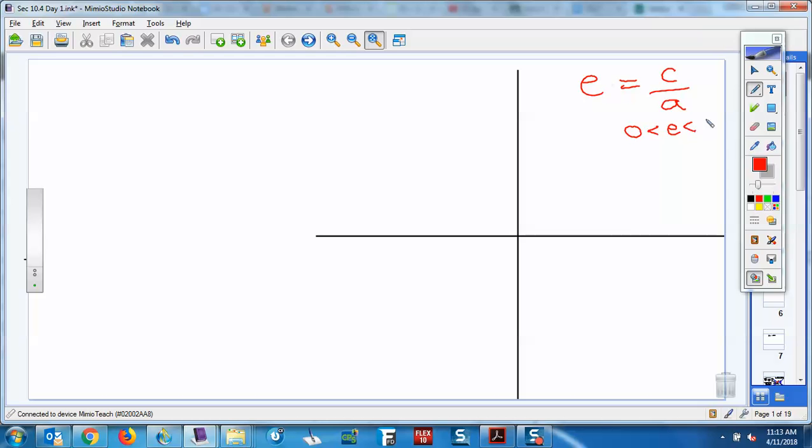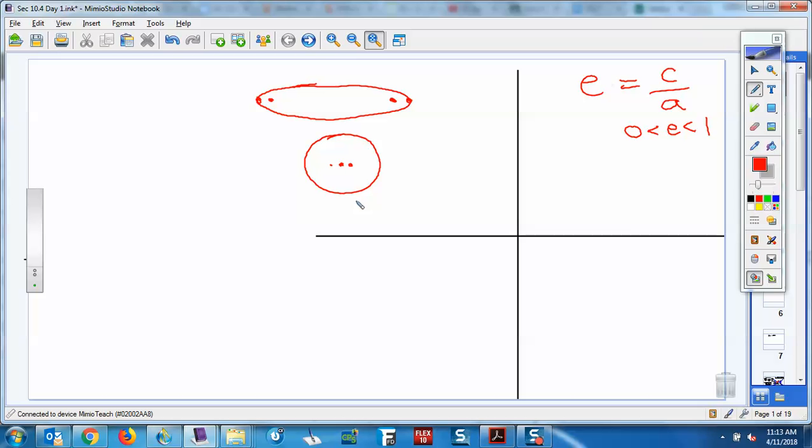And if you got to watch the video last night, we talked about that. If it's close to 1, that means these two are pretty close to being the same. So an eccentricity that's close to 1 is going to be a pretty elongated ellipse, because the foci are going to be way out here next to the vertices. So C and A will be pretty similar in length, so when you divide them, that'll be pretty close to 1. If it's pretty close to 0, that's when you have a more circular scenario, right?